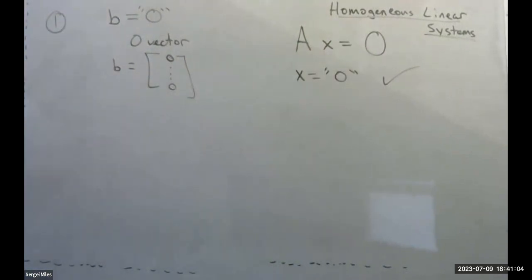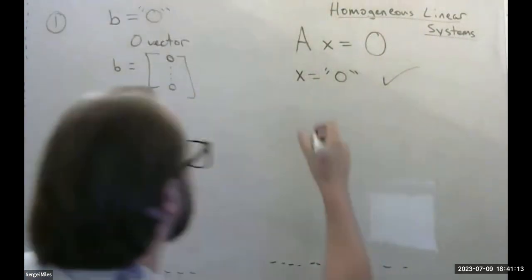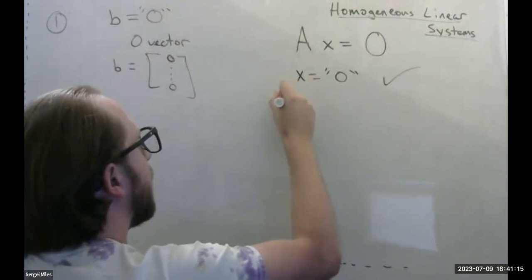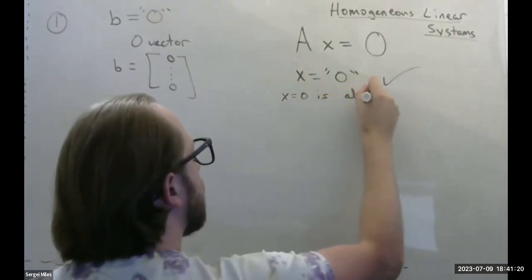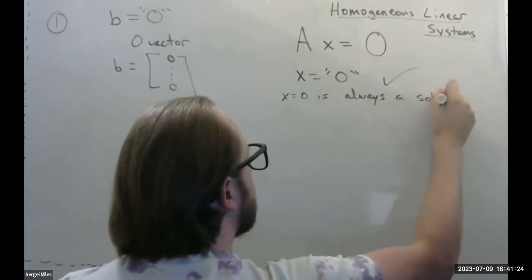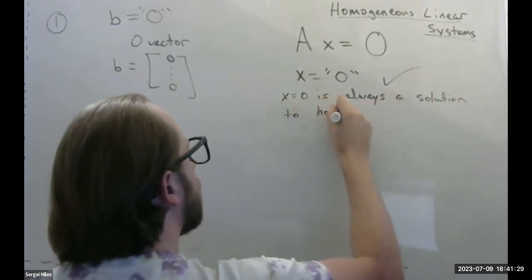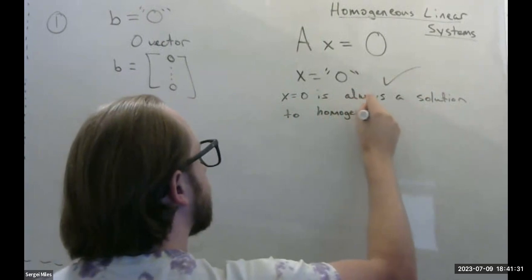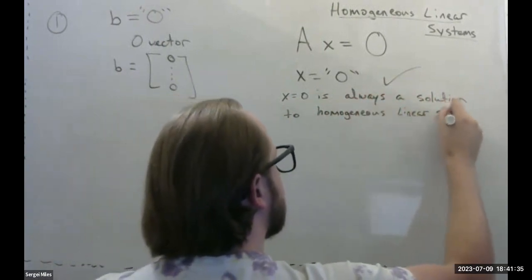But what we see here is that for every single homogeneous system, x equal to the 0 vector is always a solution. So x equal to 0 is always a solution to homogeneous linear systems.